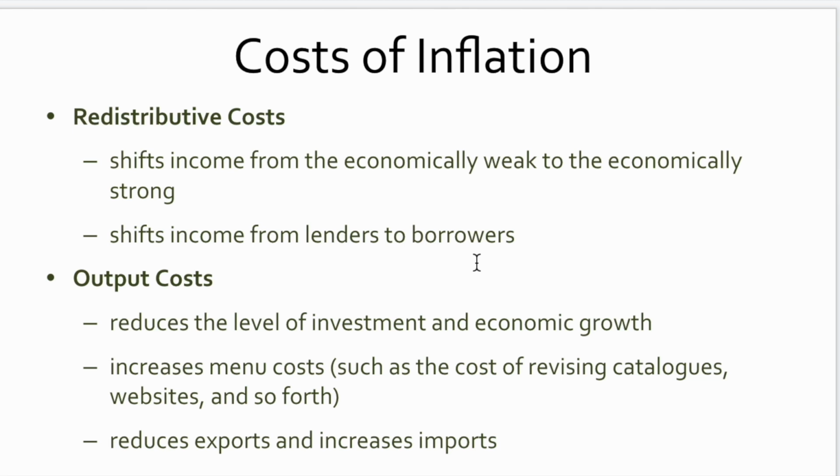Another cost is something called the output costs. What it does is it reduces the level of investment in economic growth because output costs become more expensive. It increases the basic costs or menu costs, such as the cost of revising catalogs, websites, and so forth, and it reduces people's willingness to spend money. Effectively, the cost of building a house goes up, so I'm not going to bother to build a house. And this effectively reduces economic growth in our economy, reduces exports, and increases imports because stuff is cheaper somewhere else, obviously, if inflation is not as high somewhere else. So it puts us in a poor position.